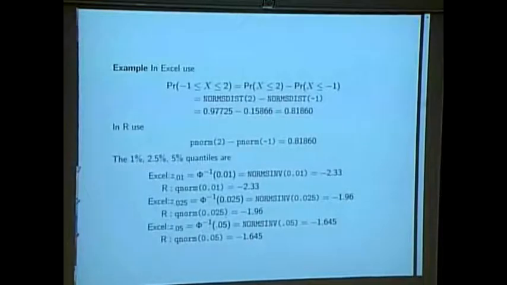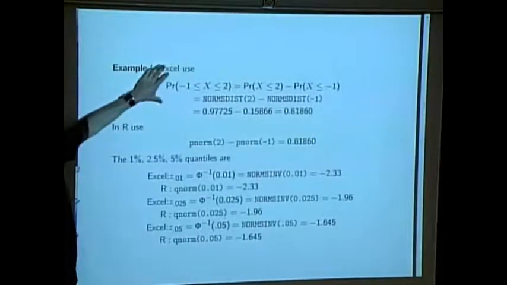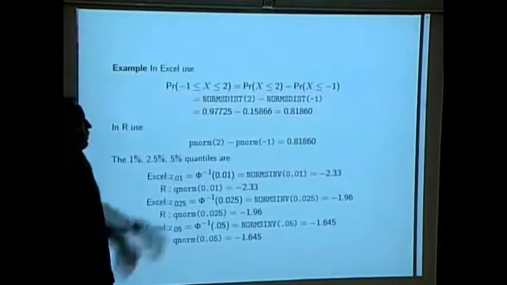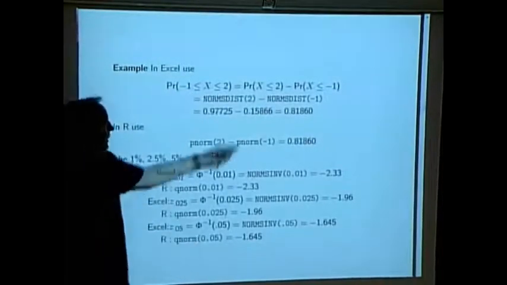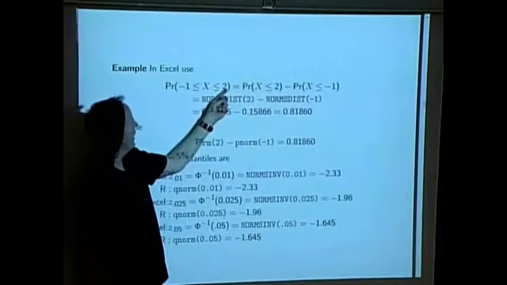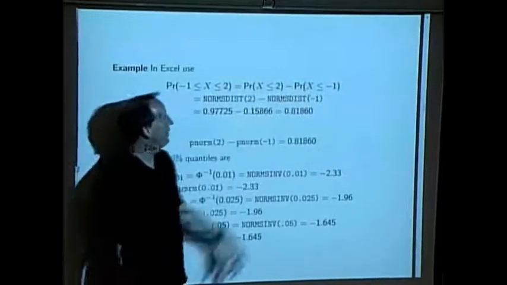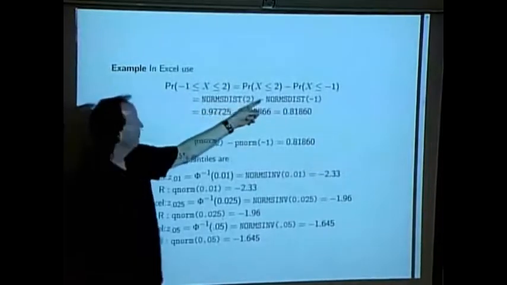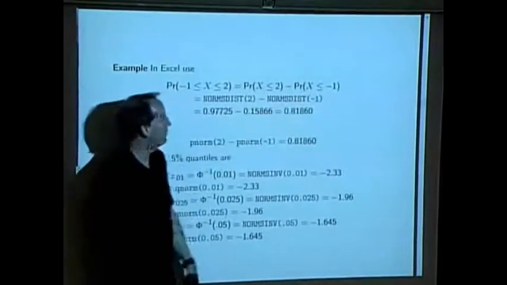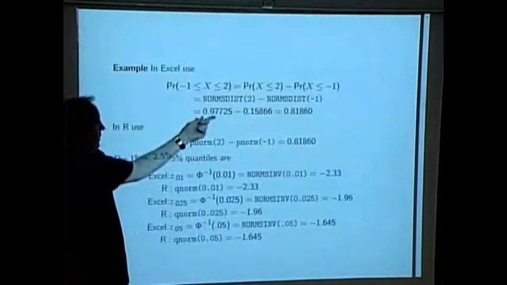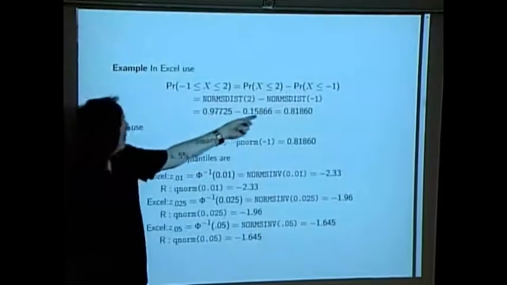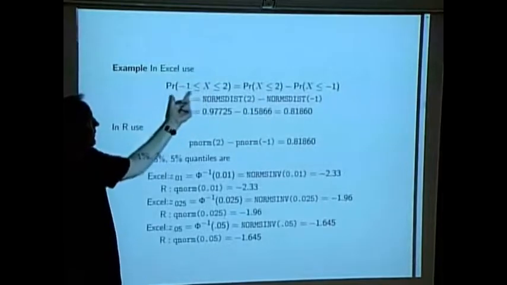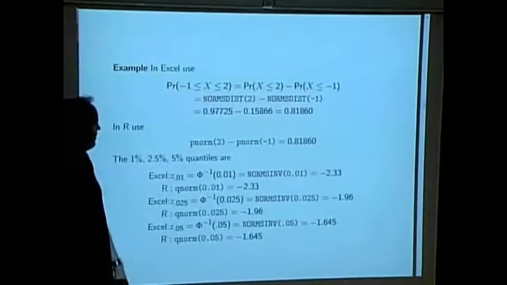So then we can do some calculations. If you're working in Excel and you want to find the area of the standard normal between -1 and 2, then we just evaluate the CDF at the right endpoint and subtract the CDF at the left endpoint. So we'd use NORM.S.DIST evaluated at 2 minus NORM.S.DIST evaluated at -1. That would give us 0.97 minus 0.15. So there's an 81% probability for a standard normal random variable to be between -1 and 2.